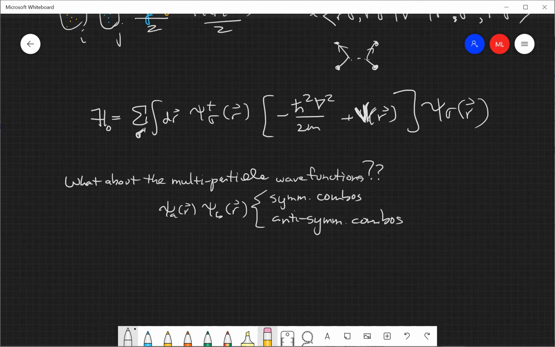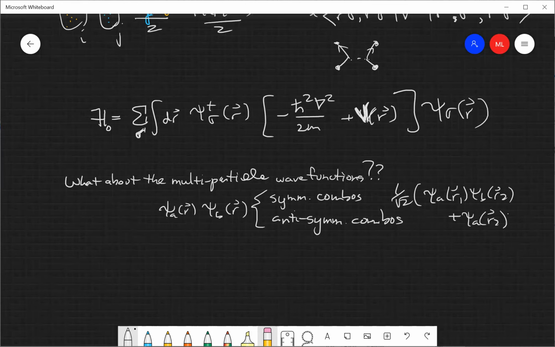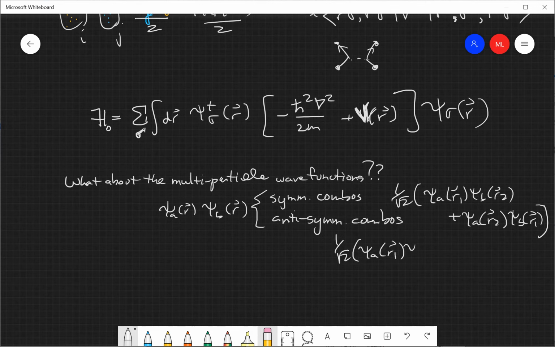So the symmetric combination would be 1 over square root of 2 times psi A of R1, psi B of R2, plus the particles reversed. That would be the symmetric combination. It's symmetric under particle exchange. The anti-symmetric combination is the same thing, but with a minus sign. That's what we started this whole section with, looking at this kind of stuff. And we had the Slater determinant if we had more particles. So where does the Slater determinant show up in all this second quantization business?